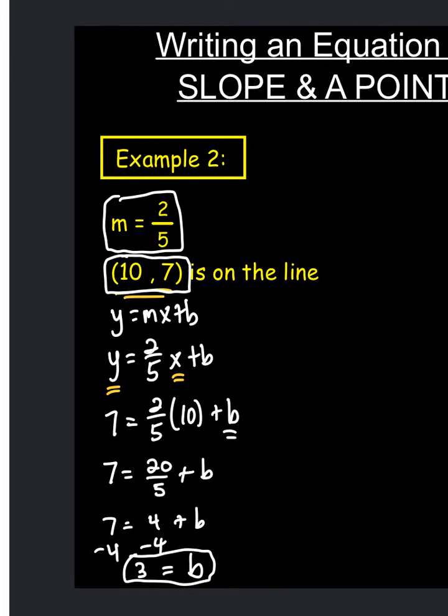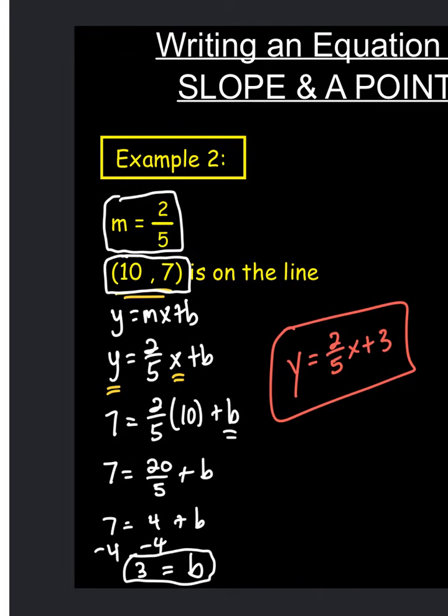So I knew a point, I plugged that in for x and y. I knew the slope, I plugged that in for m. And now I figured out what b is by doing that. So our equation, we'll put in red, is going to be y equals 2/5 x plus 3. So if you graph that, it would have a y-intercept of 3 and a slope of 2/5. All right, so that's if you're given the slope and a point.